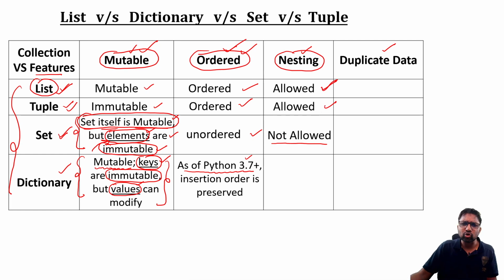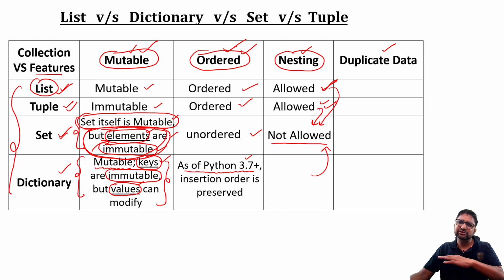Even a list is not allowed inside the set, because a list is also mutable. A dictionary is also not allowed inside the set, because a dictionary is also mutable. You can store a tuple inside the set. Tuples are immutable. Here you can notice they have written that elements in the set are immutable. So a tuple is allowed. List and dictionary are not allowed. A set inside the set is also not allowed, because sets are also mutable.